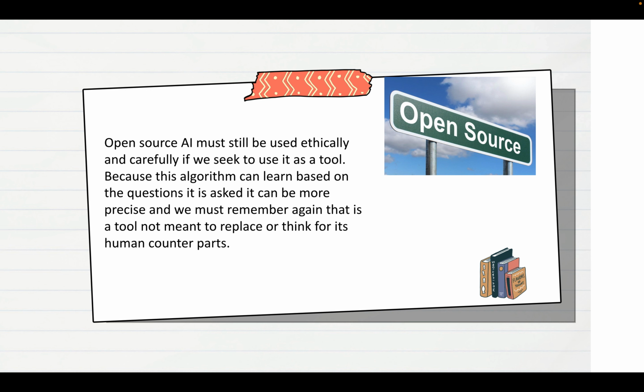So if I were to say what plants are in bloom today, it could tell me today, and if I did that for a year, it could tell me all the plants in bloom for the season because it knows what season it is because it's using the open source data for the dates and the season it should be and the location I'm in. Again, we must remember it's a tool and it's not meant to replace or think for the human counterparts, which is something we talk about within the library system and the schools as well.